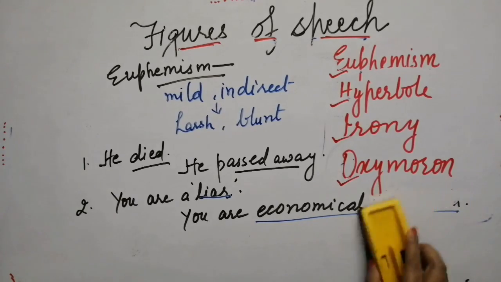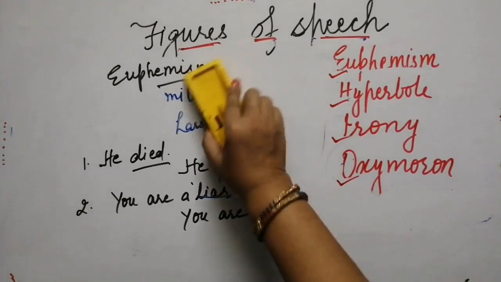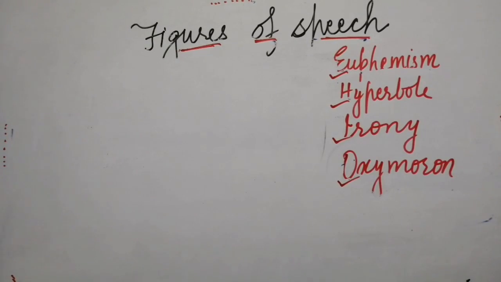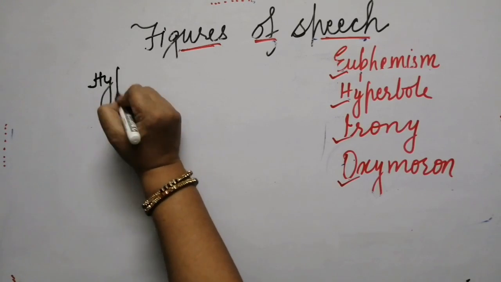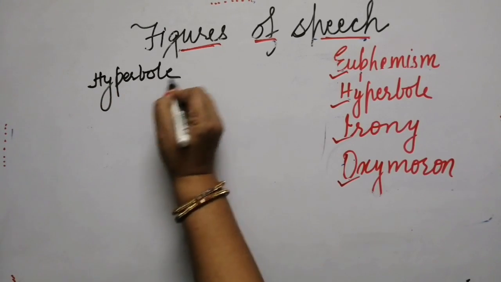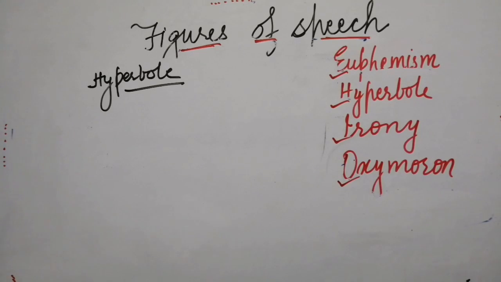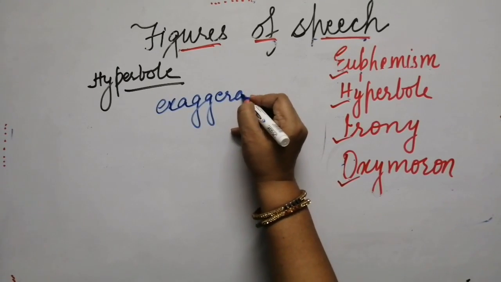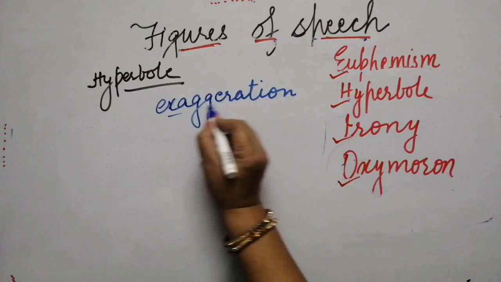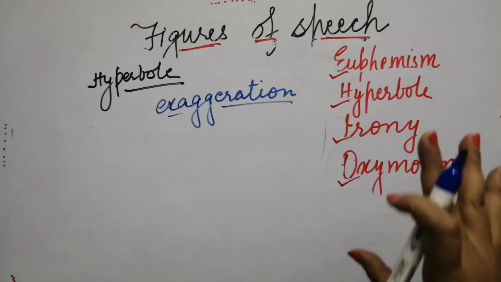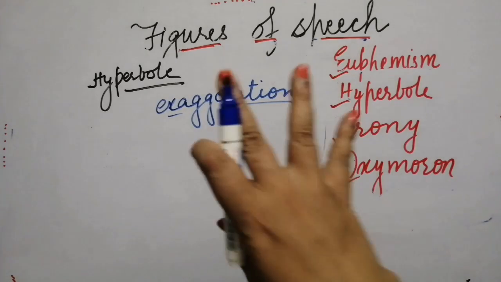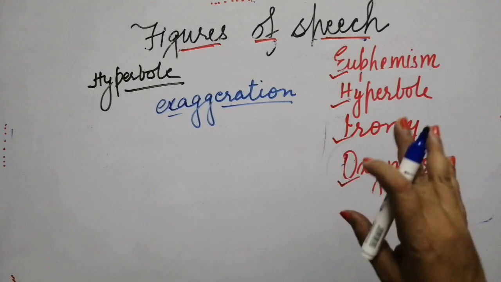So let's have the next one, right? And next one is hyperbole. Yes. Now this hyperbole can be defined with one term, and that is exaggeration. This word best substitutes it, right? Exaggeration. Now what is exaggeration? It is just to expand something in order to create an emphasis, right? To have an effect there.